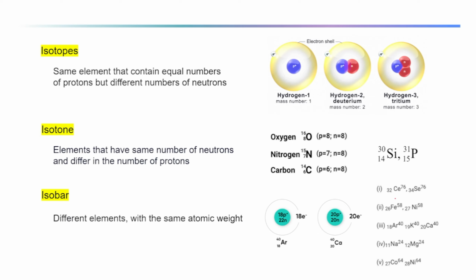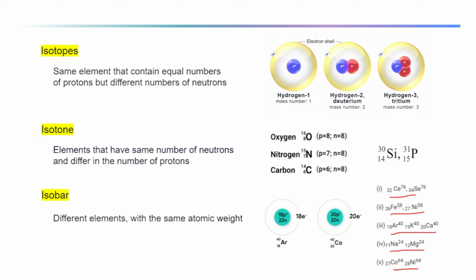Here we have some more examples. You can take selenium 76 and another element with mass 76, or you can have iron 58 and nickel 58. You can have argon 40, potassium 40, or calcium 40. And if you get sodium 24, magnesium 24, cobalt 64, nickel 64, these are all pairs that are isobars to each other.